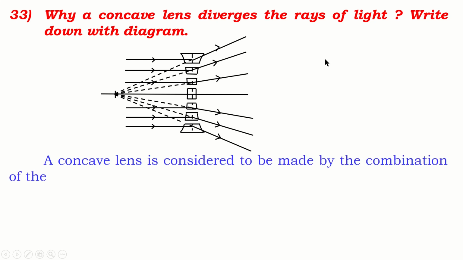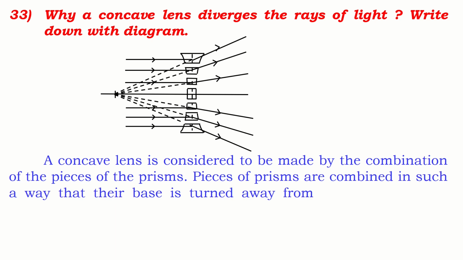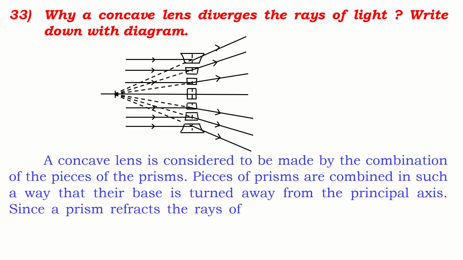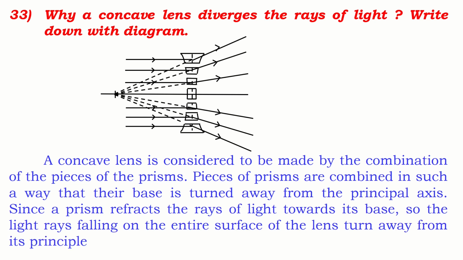A concave lens is considered to be made by the combination of pieces of prism. Pieces of prisms are combined in such a way that their base is turned away from the principal axis. Since a prism refracts the rays of light towards its base, the light rays falling on the entire surface of the lens turn away from its principal axis. Hence, it diverges the rays of light. Okay, let's move to another question.